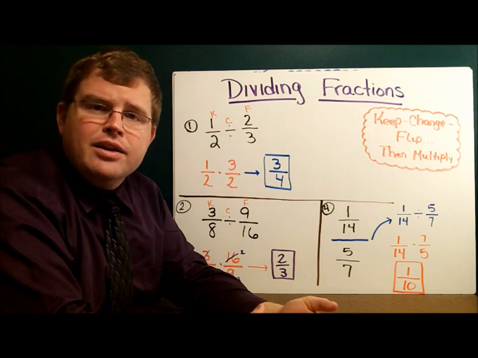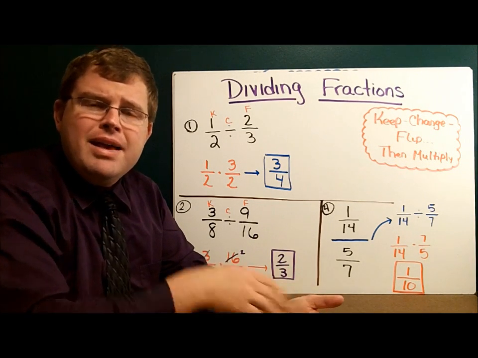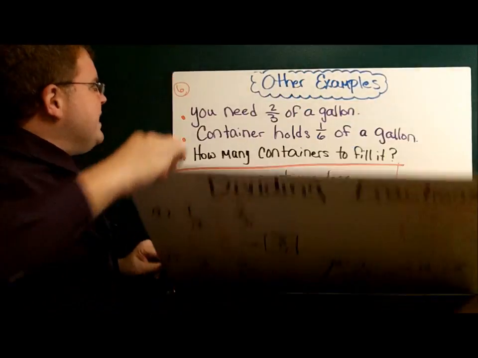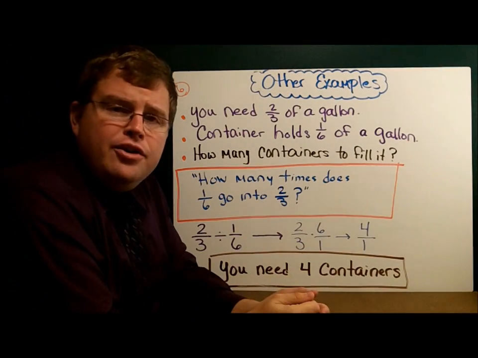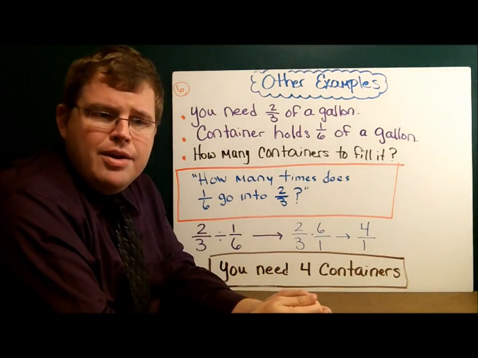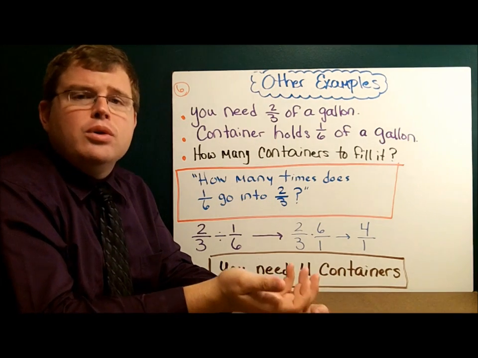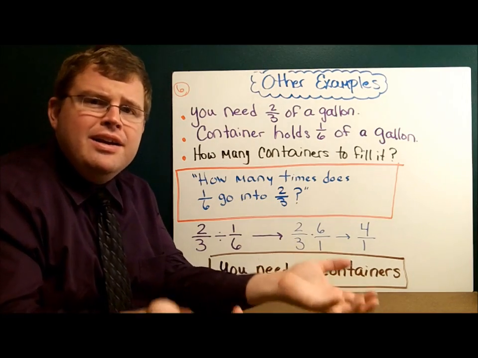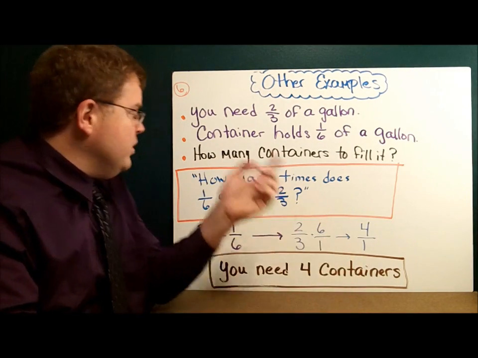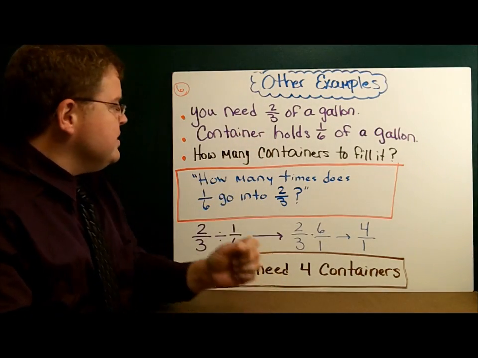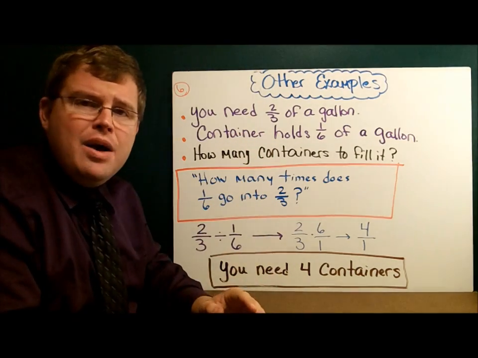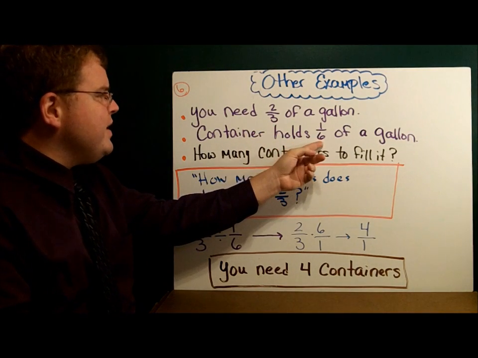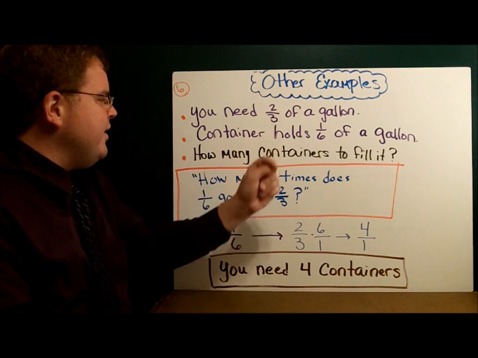Let's finish up by taking a look at two last examples that make us think a little bit about what they have going on. Example 6. You need 2/3 of a gallon of water, and you have a small container, and it happens to hold 1/6 of a gallon. The question is, how many of these containers do you need to fill the larger one, the one that holds 2/3 of a gallon? Well, what they want to know is how many times does 1/6 go into 2/3? How many of these does it take to fill this container up?